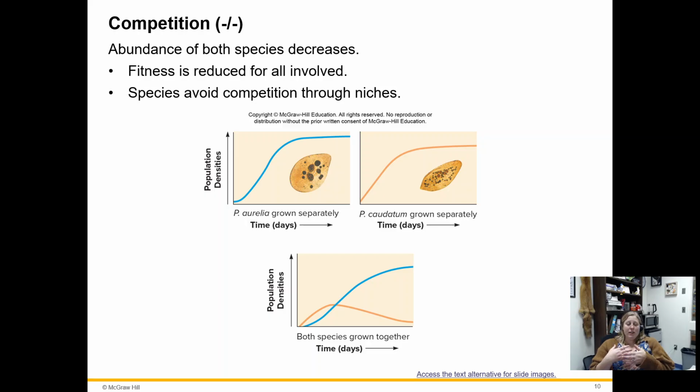This is an experiment from the 1930s with Paramecium aurelia and Paramecium caudatum. These are little protists, and if you let them grow separately, their population densities are pretty high. Let's give an arbitrary number to these.